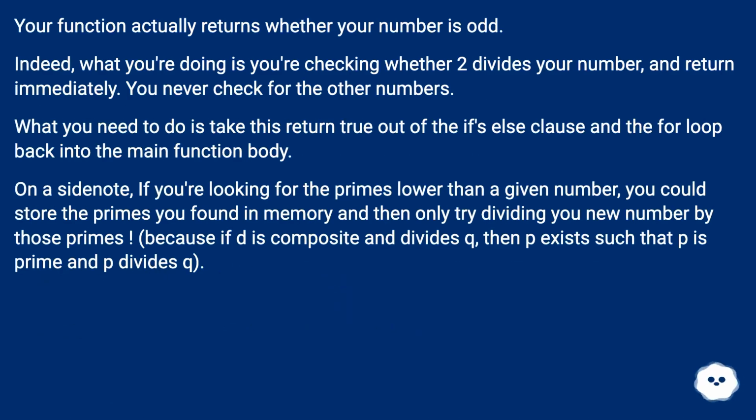Your function actually returns whether your number is odd. Indeed, what you're doing is you're checking whether 2 divides your number, and return immediately. You never check for the other numbers. What you need to do is take this return true out of the if-else clause and the for loop back into the main function body.